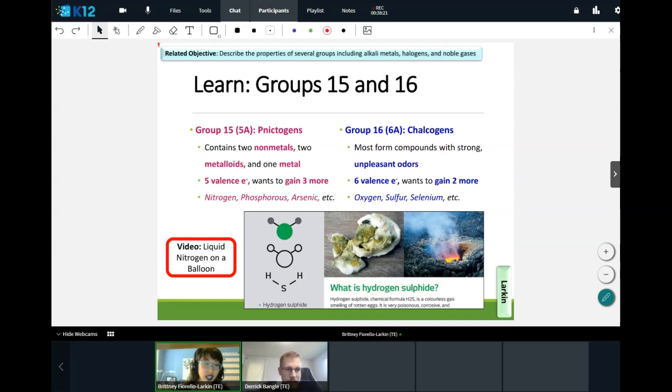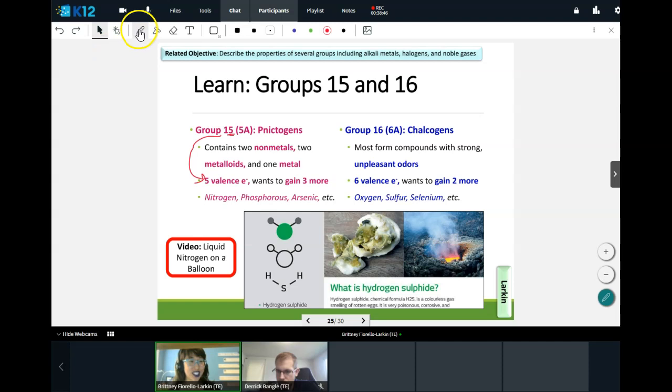All right, so let's take a look at pnictogens and chalcogens. Pnictogens are group 15. Again, looking at the ending number, that means that they have 5 valence electrons. Group number is always related to the valence electrons, and so they just need to gain 3 more. Pnictogens are actually the most diverse group on the periodic table. They contain nonmetals, metals, and metalloids. So 2 nonmetals, 2 metalloids, and 1 metal.